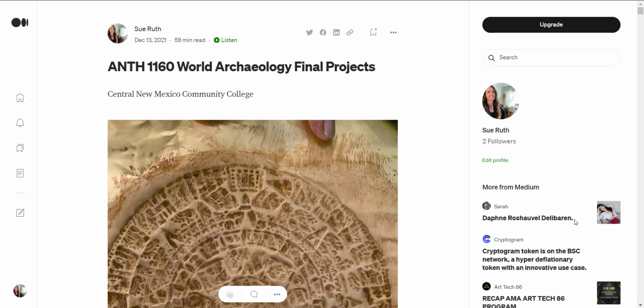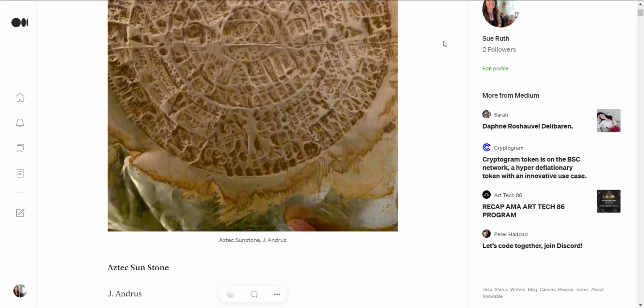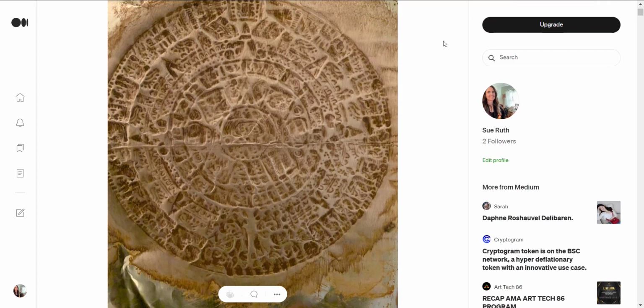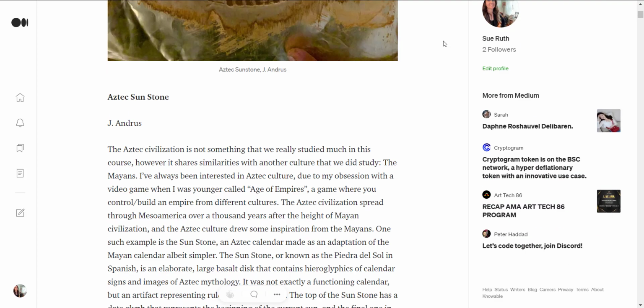I also put the projects on a site called Medium in order to share them with my students and also with my colleagues. Here are some examples of the projects that they did. Some people chose to recreate artifacts or monuments like this Aztec sunstone that the student created by burnishing metal and adding paint to give it dimension.